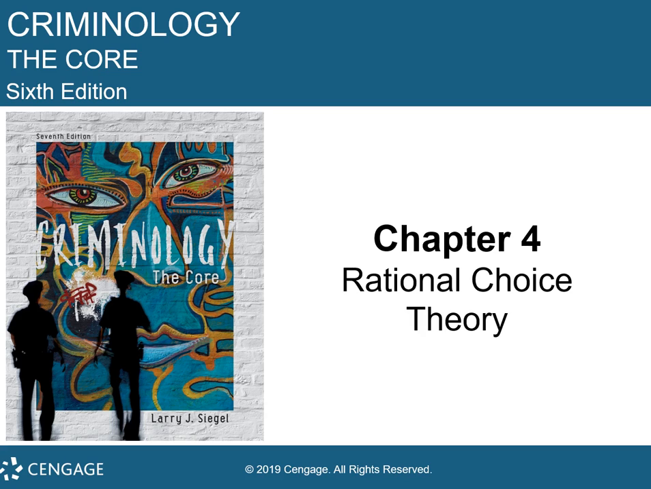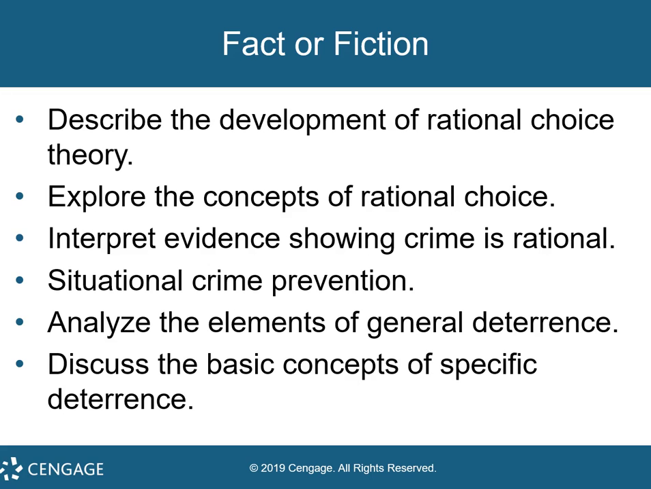Tonight's lecture is going to be on Chapter 4, and we will be covering rational choice theory. But along with that, a couple of other things. So, what is it that we're going to do tonight? Well, we're going to look at the development of rational choice theory, meaning how did it come about? We're going to explore the concepts of rational choice by looking at maybe some of the risks of crime and the structuring of criminality, etc.